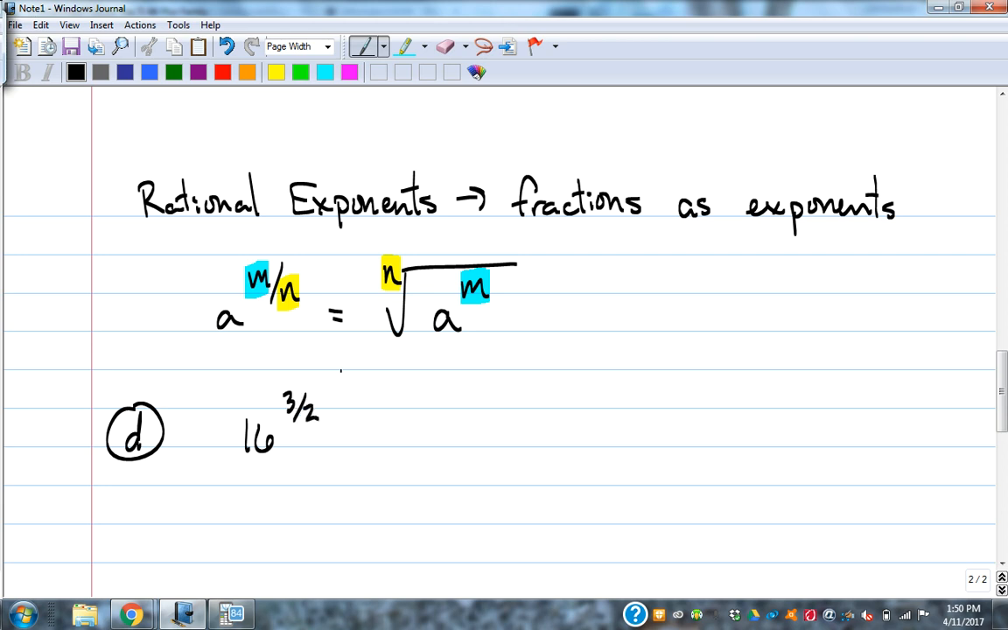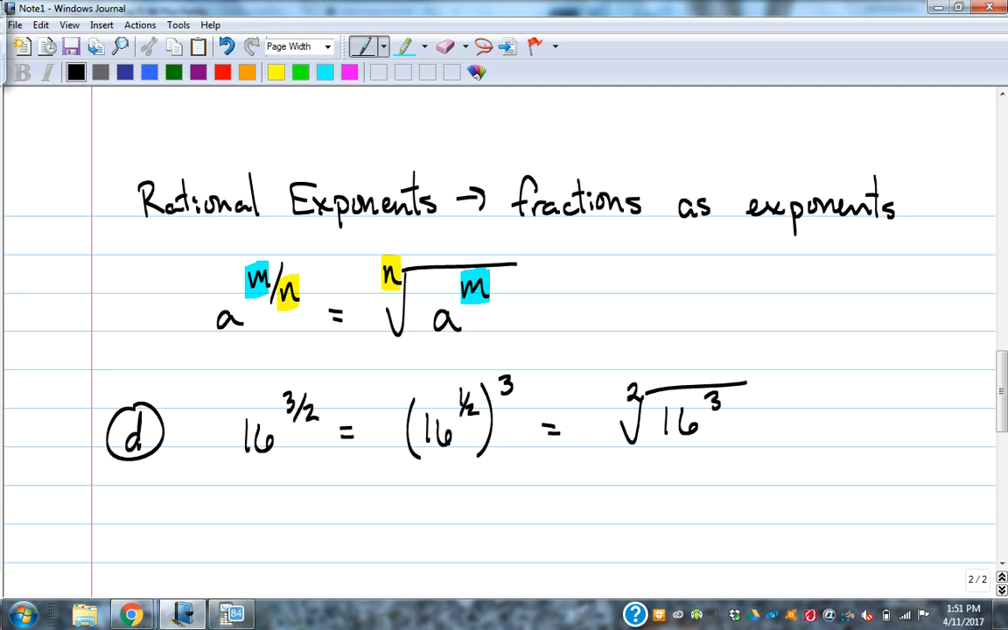16 to the 3 over 2 power. Using exponent rules, I can look at that and say it's actually 16 to the 1/2 to the 3rd power. If I multiply 1/2 times 3, isn't that 3 over 2? That's the same thing. So what I'm doing is taking the numerator out here. Or better, the more logical thing is to say that's the square root of 16 to the 3rd. Both of these are the same thing.